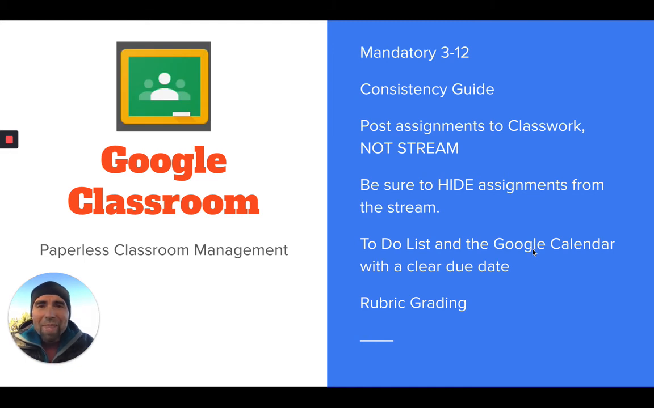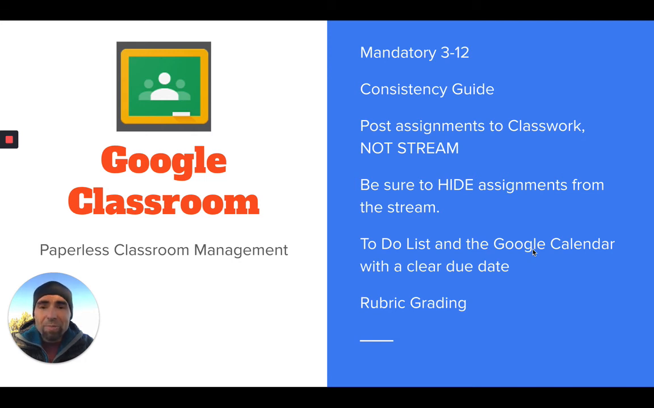Speaking of Google Classroom, this year it's mandatory for grades 3 through 12. Over the summer, a group of teachers made a consistency guide on how we should be consistent when it comes to Google Classroom. The biggest thing is making sure that we're posting all assignments to Classwork and not to the Stream. We can hide the assignments from the Stream. If we put all of the assignments in Classwork, it populates a to-do list across all the classes that the students have, so it'll be a lot easier for students to figure out what they have to do and when.